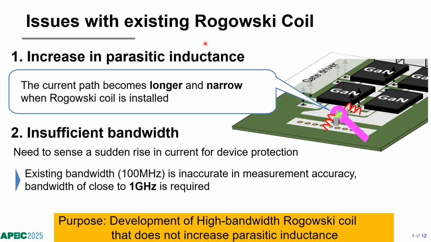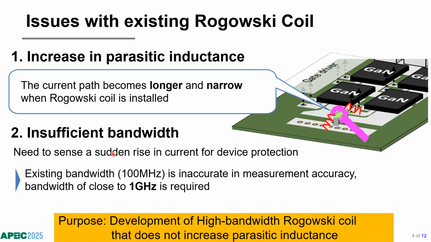However, the existing Rogowski coil also has two issues. The first one is an increase in parasitic inductance. To install the existing Rogowski coil in the system, the current path must pass through the center of the coil. By doing so, the current path becomes longer and narrower. The parasitic inductance on the power loop is increased.